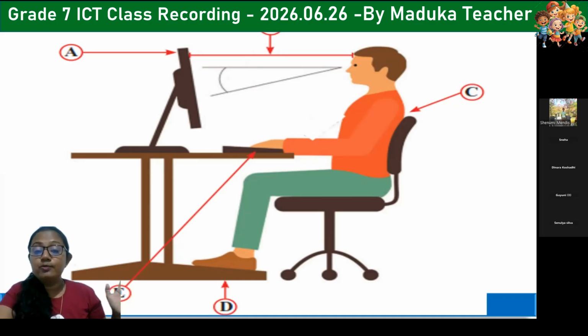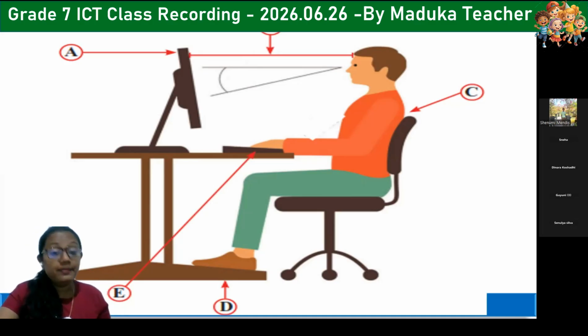That's another good posture. Correct posture, right? Then Dinara, read the good posture related to label E. Keep the keyboard and the mouse at the level of your elbow. Very good. Keep the mouse and keyboard at the level of your elbow, not low or high.